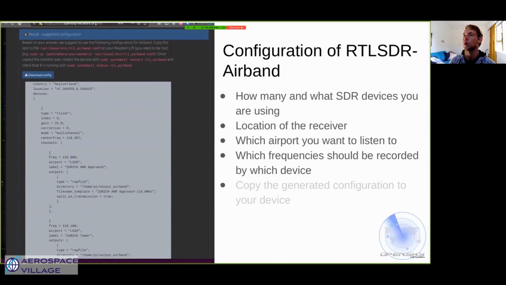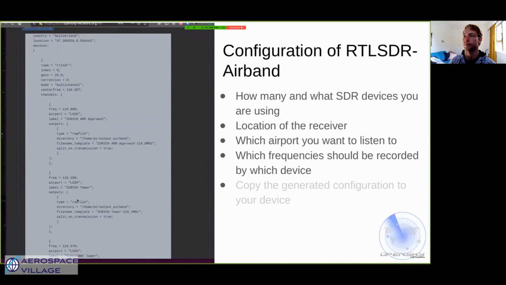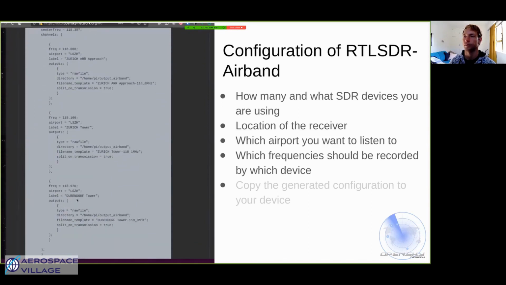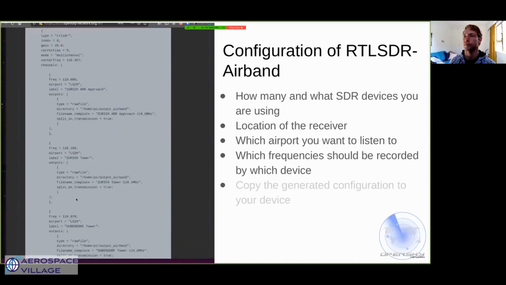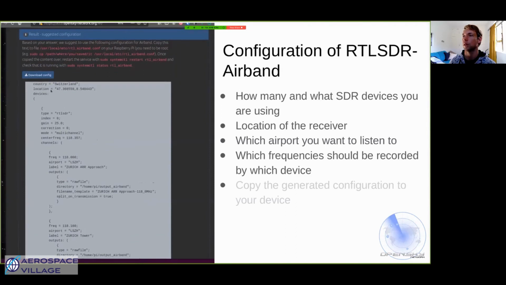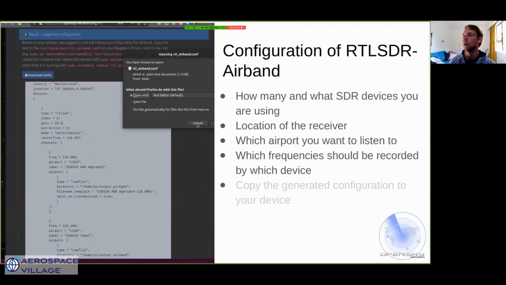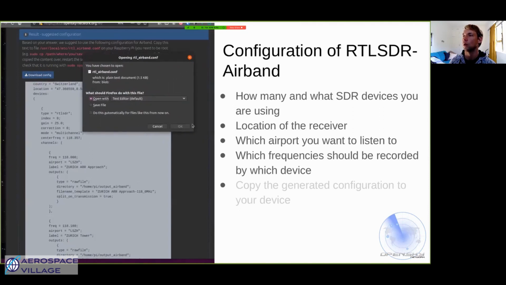And based on these options, a configuration file should be generated. So we're copying this file or downloading it, and then we have to transfer it to our Raspberry Pi.